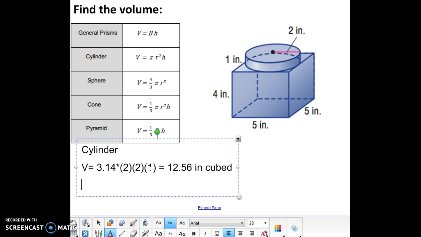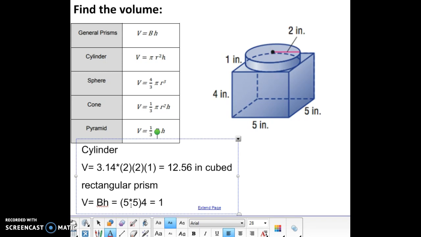Okay, the base. The base is a rectangular prism. So the volume of the rectangular prism is the area of the base times the height. If I consider this bottom surface the base, it's going to be 5 times 5. That's the base. And the height is 4. So 25 times 4 is 100 feet cubed.